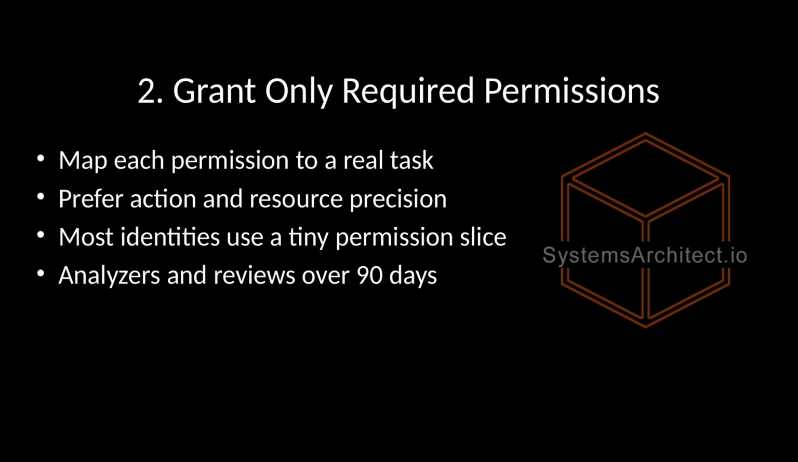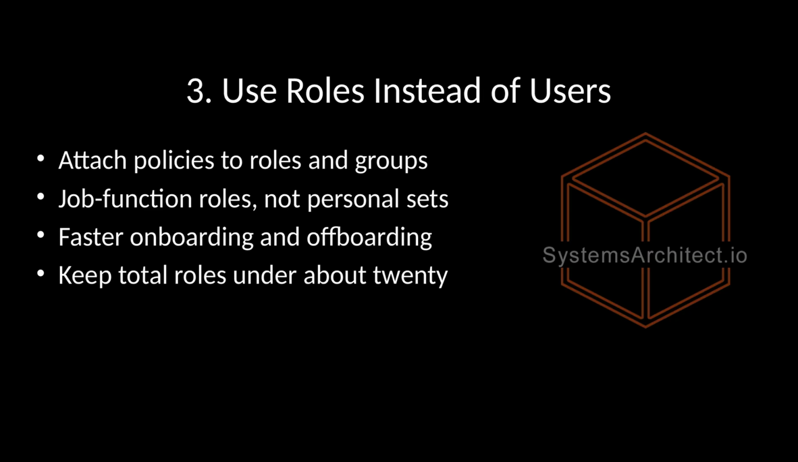Third, use roles instead of attaching policies to individual users. Assign permissions to roles or groups, then place people and machines into those roles. What does role-based access buy you? Role-based access keeps permission sets consistent, audits simpler, and onboarding and offboarding faster. Direct user policies create snowflakes you cannot review at scale. Role moves flip permissions instantly when someone changes teams.